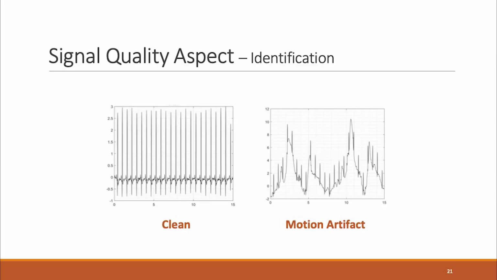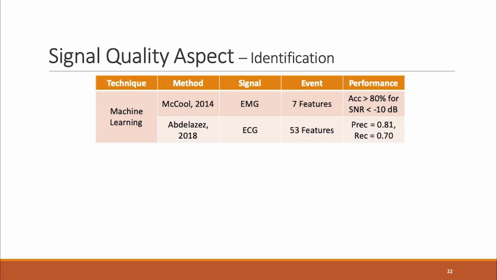So here's an example. Here's a clean signal. And now we're trying to decide whether or not there's noise. So in the detection, we said, oh, there is contamination or there is noise. And now we're saying it's motion artifact. There's actually not a lot of techniques that have been developed in that area. The two techniques that I was able to find were mainly based on machine learning, essentially extracting features and giving them to a machine learning algorithm.